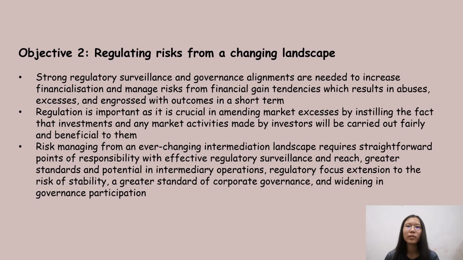The second objective is regulating risk from a changing landscape. Strong regulatory surveillance and governance alignments are needed to address increased financialization and net risk from financial gain tendencies, which result in abuses, excesses, and engrossment with outcomes in the short term.